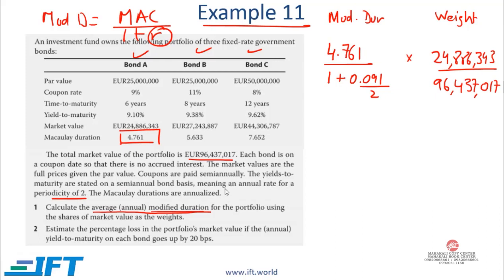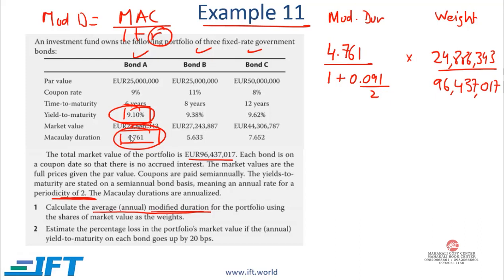We are told that we have a periodicity of 2 and the YTM is 9.1% or 0.091. We need to take that number and divide by 2, so we have the per period YTM. The modified duration for bond A then becomes 4.761 from here, divided by 1 plus 0.091 over 2. And then we multiply this by the weight for bond A.